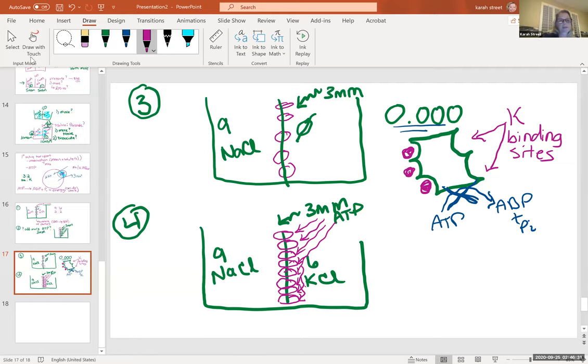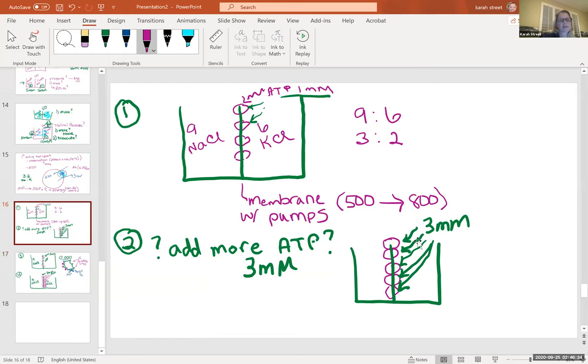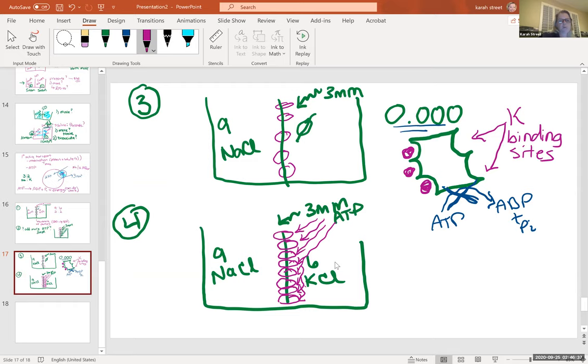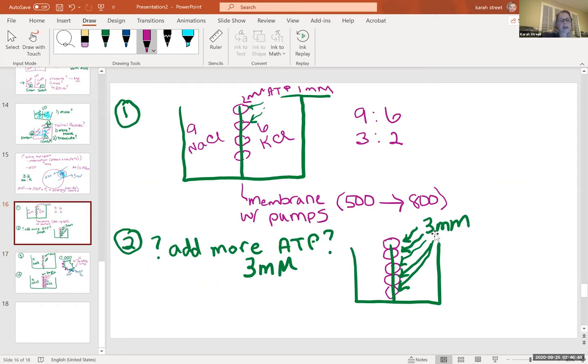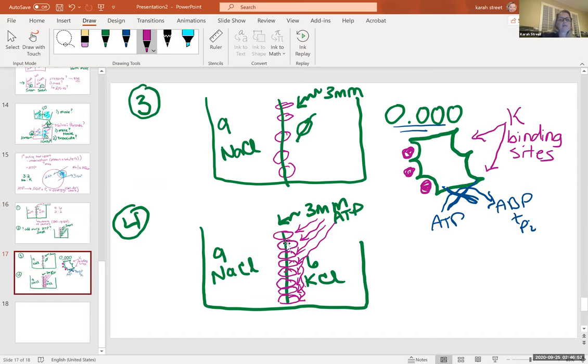So what is different between experiment 2 and experiment 4? In experiment 2, we had enough energy for all of the carriers, and we were able to move more of these solutes in a certain amount of time. Now we have more carriers, and we still have plenty of energy for them all. And what we should have seen in our results is that in number four, this experiment, we were able to move more solute in a certain amount of time.